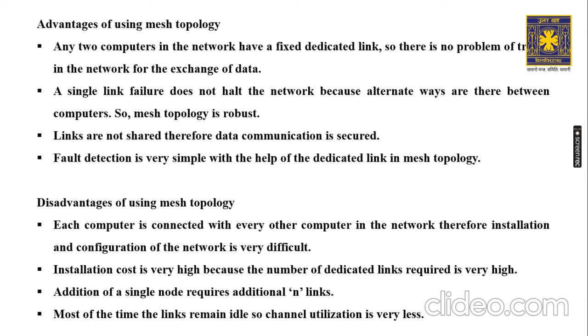So if we have 6 into 5, that is 6 into (6 minus 1), that is 5, divided by 2, 30 by 2, that is 15 links. That means we have to add another 5 links here. So you can calculate and find out. If you add a 7th computer, then again the number of links will increase. 7 more wires you need. If you keep on increasing the size of the network, this will go on. For each single addition of a node, you require many wires. So costing becomes very high.